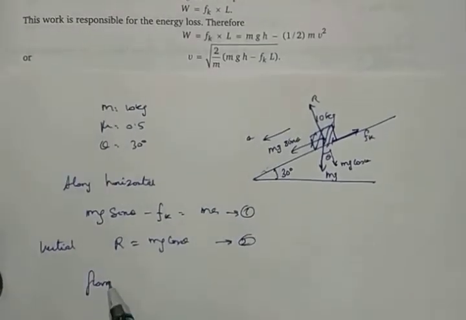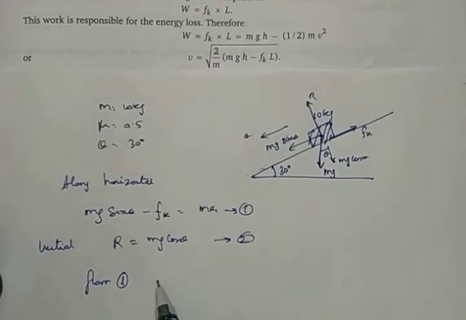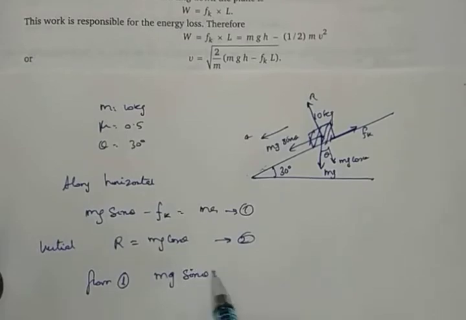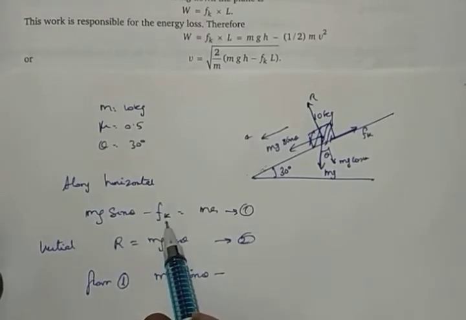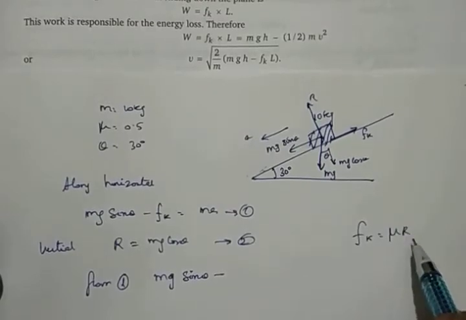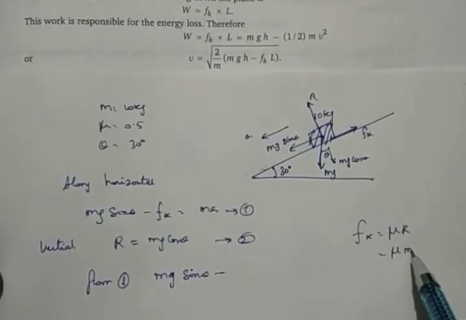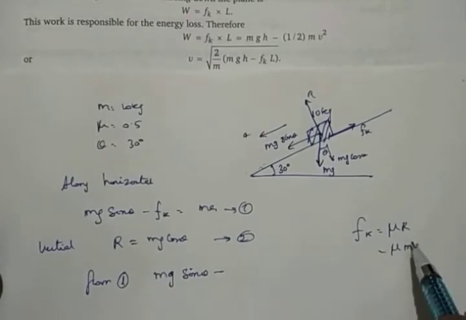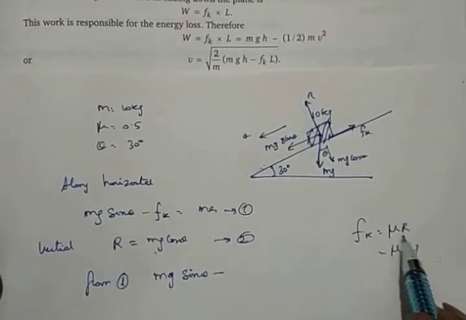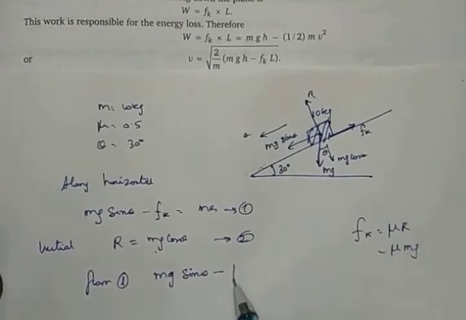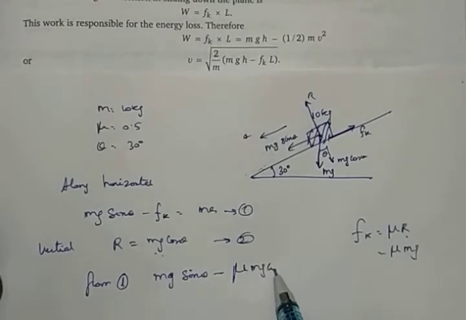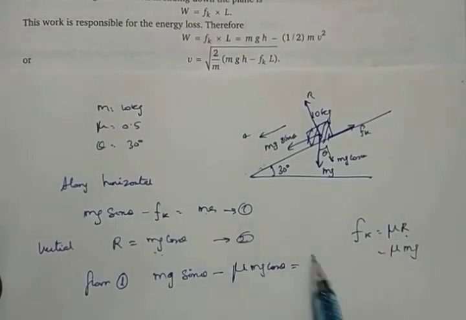From 1, what happens? Mg sin theta minus, what is Fk? Frictional force is equal to mu times R. What is R? R is mg cos theta, so Fk is mu into m into g cos theta. So you can write down mg sin theta minus Fk; instead of Fk, you need to write down mu, and instead of R, I am writing mg cos theta, is equal to m into a.